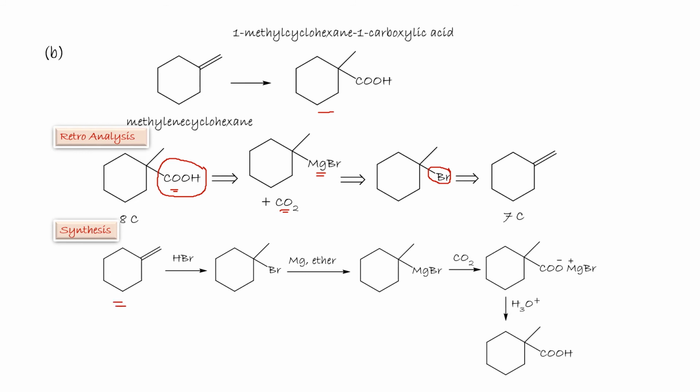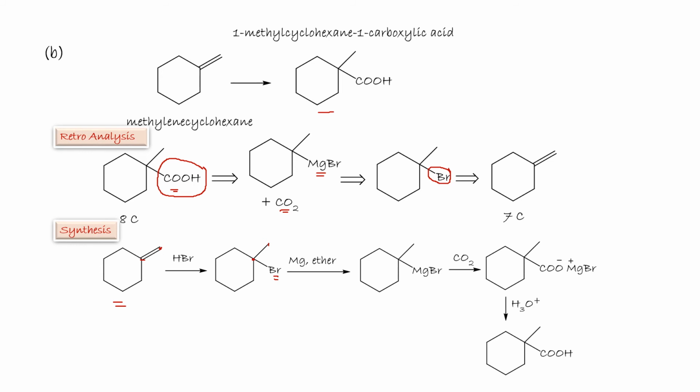We add HBr. This is Markovnikov: the hydrogen will go to the carbon carrying more hydrogens, the CH2, and the Br will go to the more substituted carbon. So here we have Br, HBr added as Markovnikov.